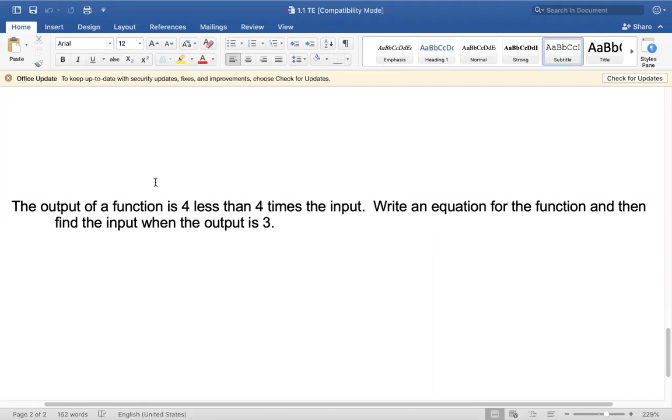Okay, last problem for the first set of notes here. So again, the output of a function, y, right? So output of y is another keyword in math. So there's your equal sign. 4 less than. Okay, so think about what that means. And then think about what this means, 4 times the input. And again, input here is x. So take a second, think about that.